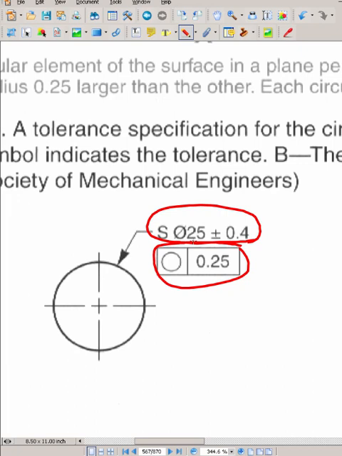You see the S there, that's a sphere, diameter of 25 plus or minus 0.4. So that dimension's there for somebody to make it. This geometric tolerance is below it just to say, hey, not only are we saying make it this, but we're applying a geometric tolerance. Notice that we can have regular tolerances and geometric tolerances coexist.